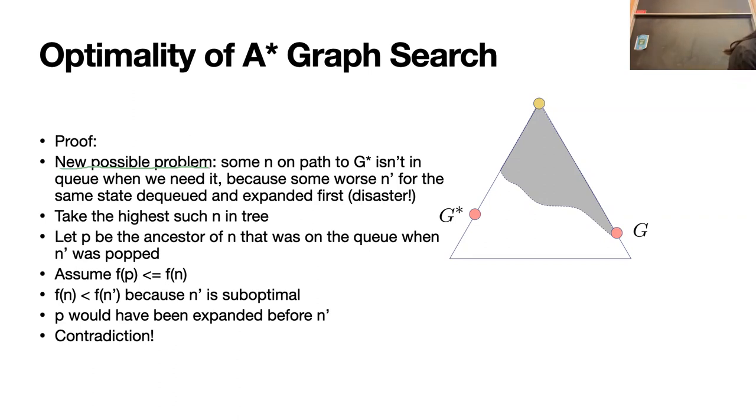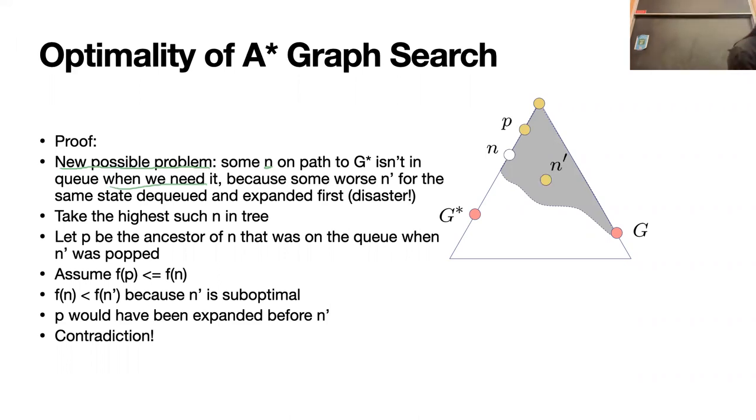We are going to say that there is some n on our path to G star, and it isn't in the queue when we need it because there's some worse n prime for the same state, and it's been dequeued and expanded first. So we're in this really disastrous position. Again, we're assuming that we did something wrong. Let's talk about what that looks like graphically.